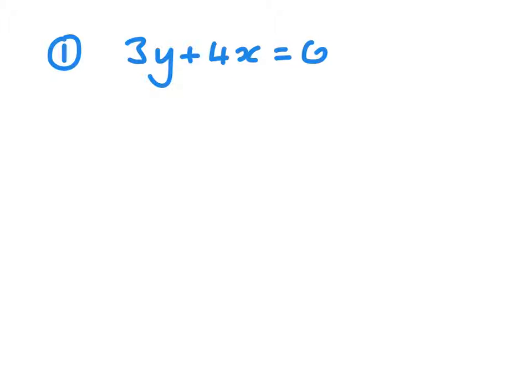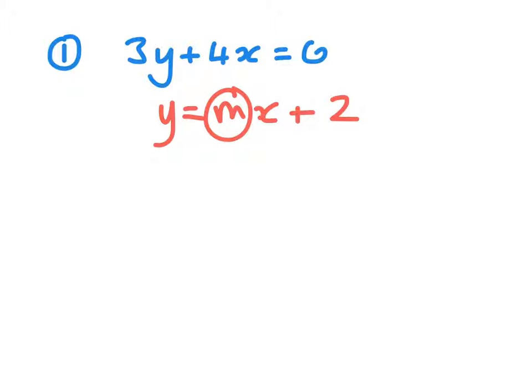First question, you've got the straight line 3y plus 4x equals 6, and you're asked, if I give you another line, y equals mx plus 2, what is the value of m, what's the value of the gradient, if it's parallel to the first line?